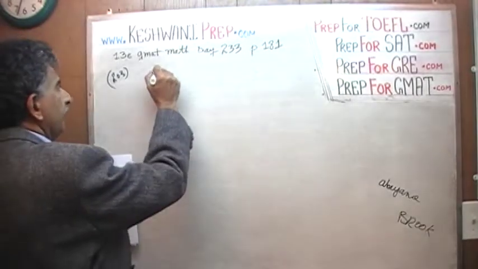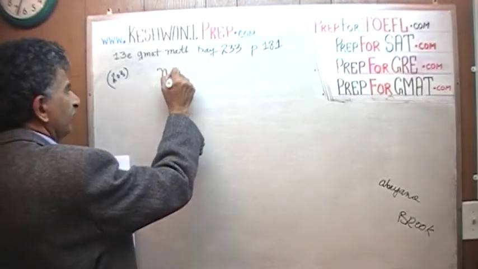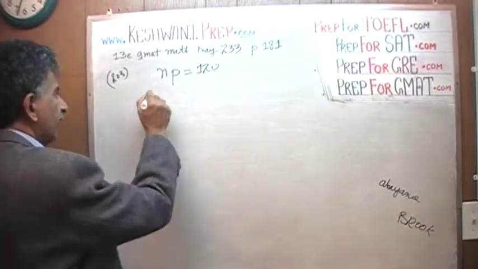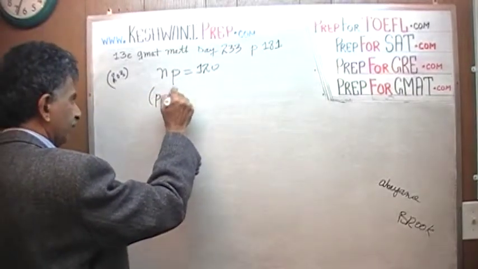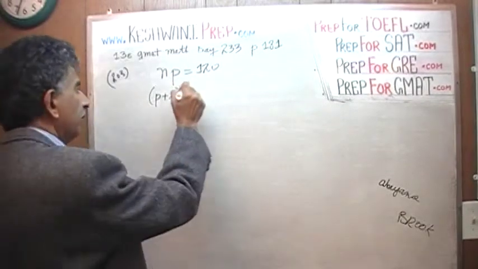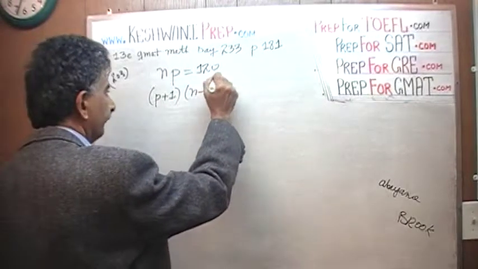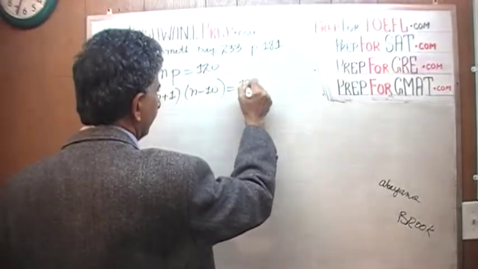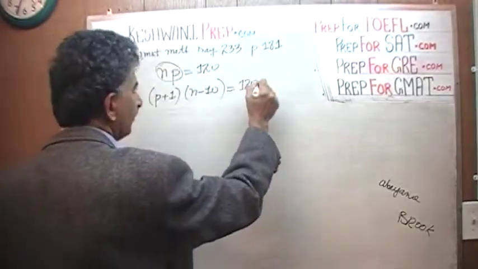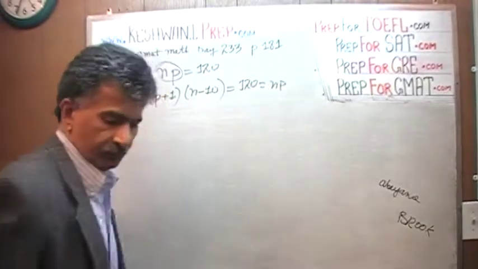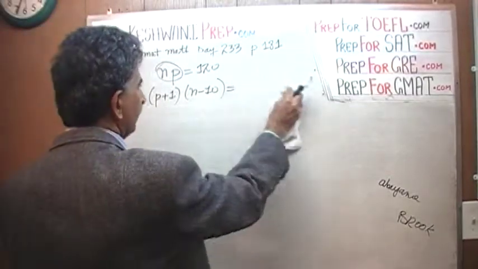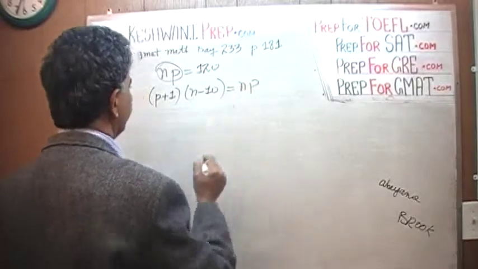So we know that if you buy n towels and the price is $p, we're going to spend $120. When the price goes up by $1, instead of $p, if it becomes p plus 1, we can buy 10 fewer towels for the same amount of money, which is $120, which of course is the same as n times p. So that's our first equation there. So this quantity has to equal n times p.